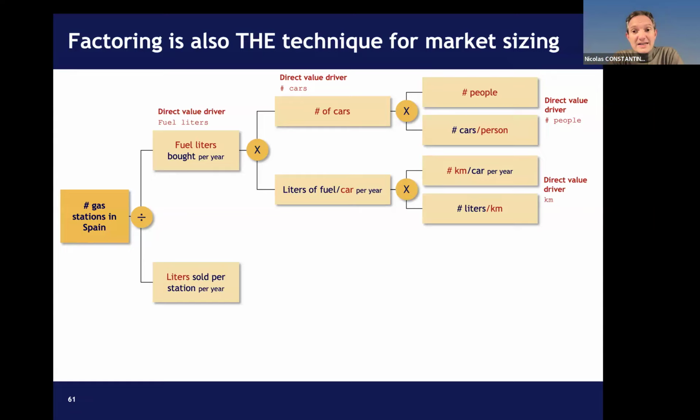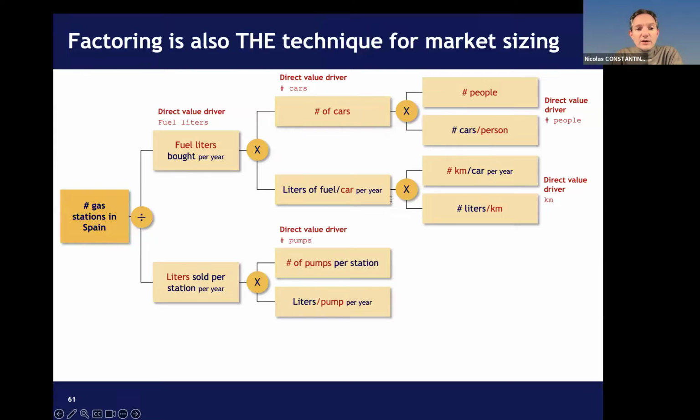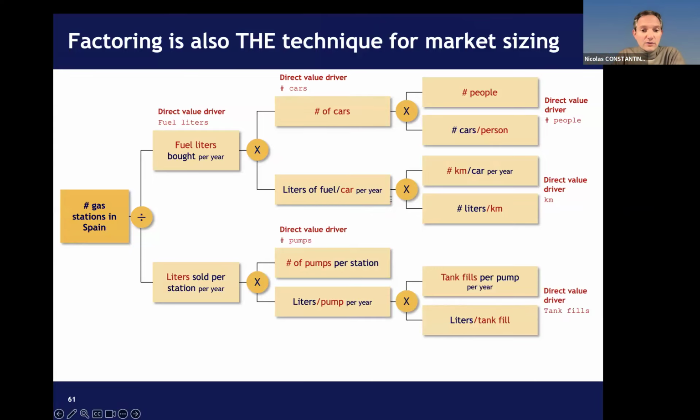Now, liters sold per station, that one you might wonder, okay, how do I think about this? I think a nice immediate driver to think about is the number of pumps at that station. The more pumps, the more liters they can sell, assuming there's enough traffic out there. So liters sold per station equals number of pumps per station times liters per pump. And the number of liters per pump is going to be a function of how many tank fills are done. So tank fills per pump times liters per tank fill.